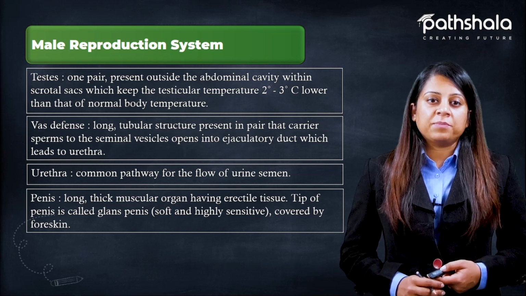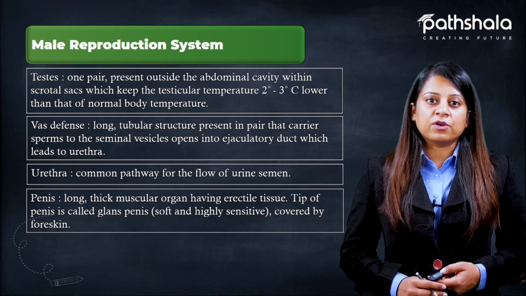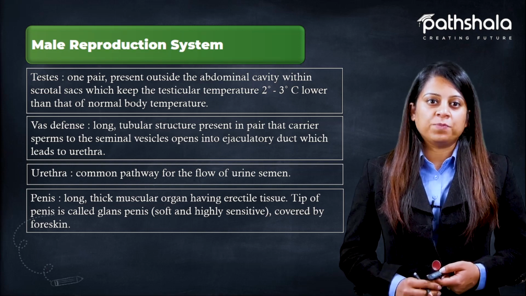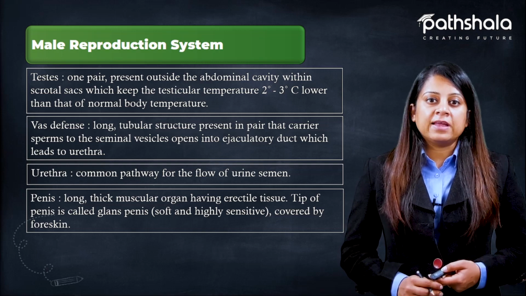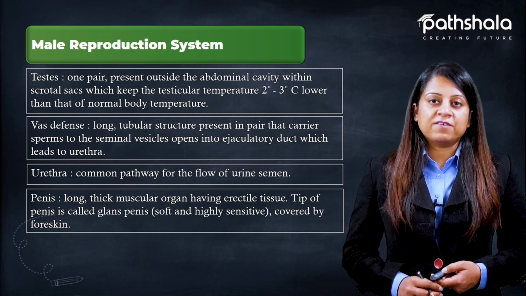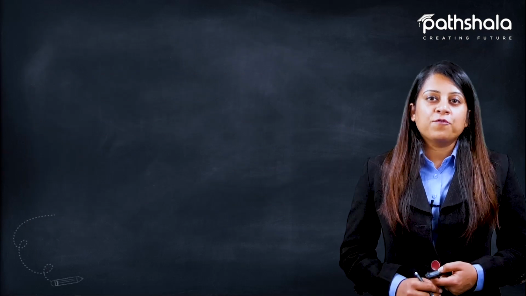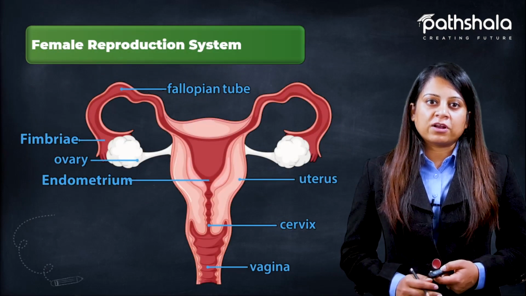The last part is the penis, a long, thick muscular organ having erectile tissue. The tip of the penis is known as glans penis, which is highly sensitive and soft and is covered by a foreskin. Further, talking about the female reproductive system.